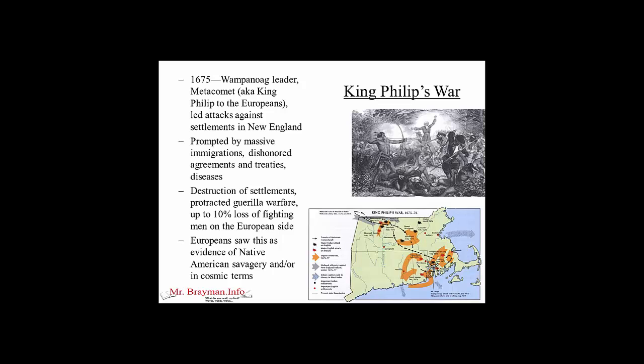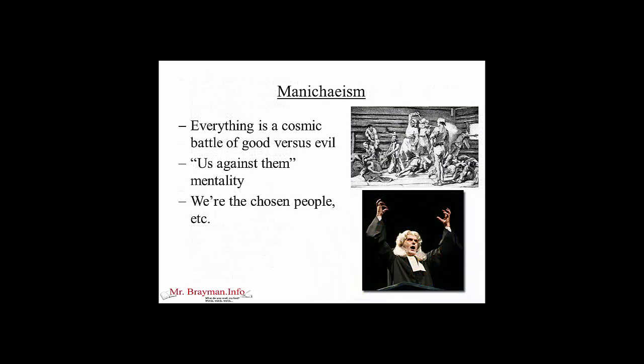And the Europeans, in their very Puritan way of looking at things, saw this as evidence of Native American savagery, and they very often saw it in cosmic terms. When you read some of the primary sources from this time period, the Indians are the agents of the devil, the Europeans are the righteous sons of Israel and the chosen seed. And, in some ways, it was a very apocalyptic time for these European colonizers. They saw this as a showdown between good and evil.